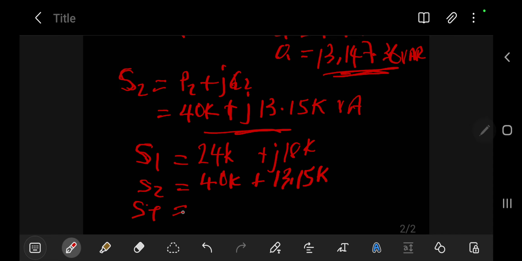So the total complex power, you just need to add the two. You say 24 plus 40, you get 64, plus j, 18 plus 13.15, this is in terms of K, you get 31.5K, and it is in volt-ampere. So you now have your total complex power, but the question asked for the total power factor. So you need to find the relationship.